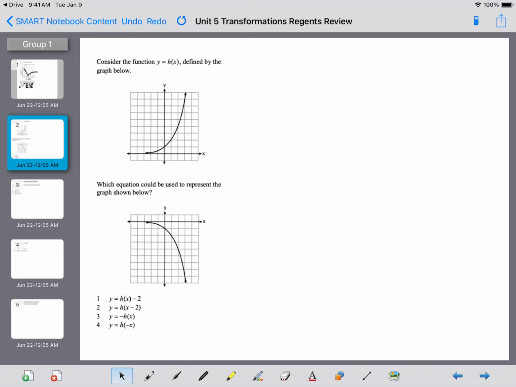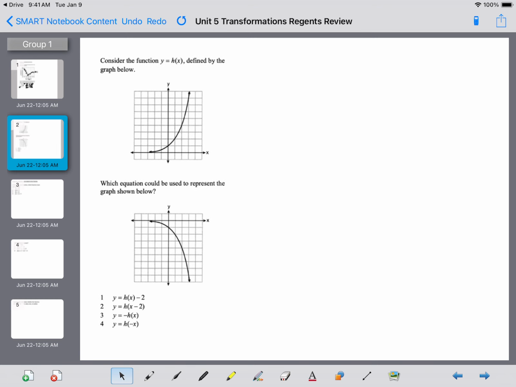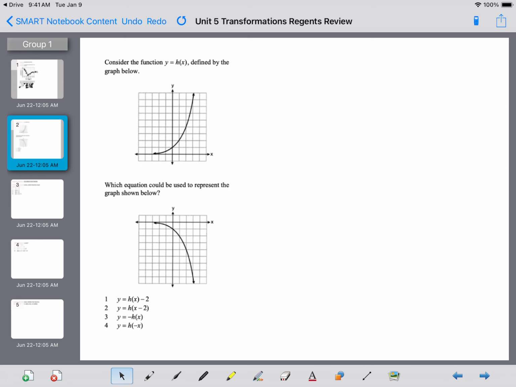Which transformation occurs from the first graph to the second? It looks like it's flipping, right? It's flipping over the x-axis. So if it flips over the x-axis, you're negating y, right?